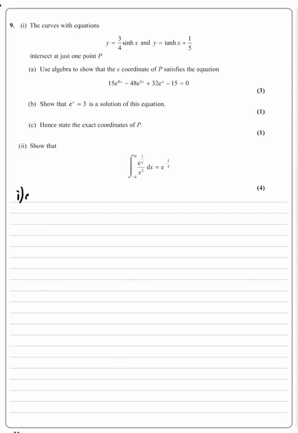Okay, so we have two curves, y equals 3/4 sinh x and y equals tanh x plus a fifth. Using the exponential versions of those and equating them, we get 3/4 times the hyperbolic sine, e to the x minus e to the minus x over 2, equal to hyperbolic tan, e to the x minus e to the minus x all over e to the x plus e to the minus x, plus 1/5.